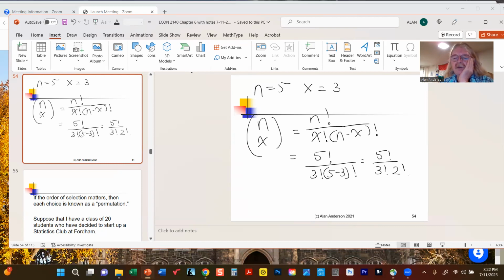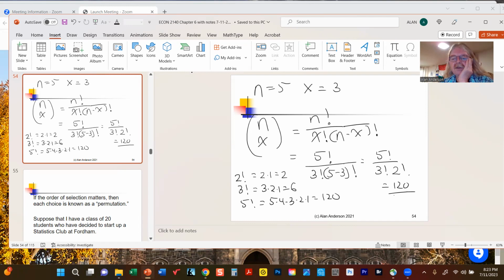Now I just have to substitute for these combinations, or factorials, I should say. So 2 factorial is just 2 times 1, or 2. 3 factorial is 3 times 2 times 1. 5 factorial, 5 times 4 times 3 times 2 times 1. So we'll have 120 over 6 times 2, or 10. So that means there's 10 ways I can choose those toppings for my ice cream.